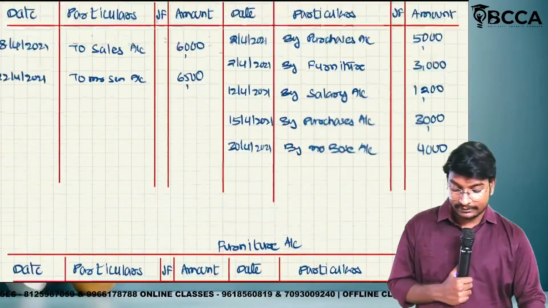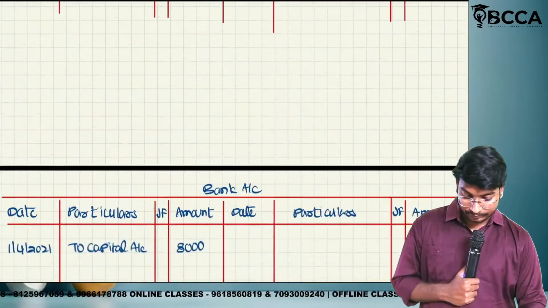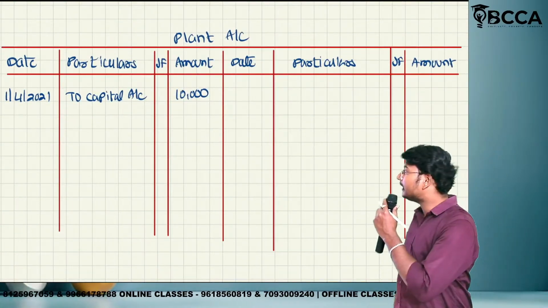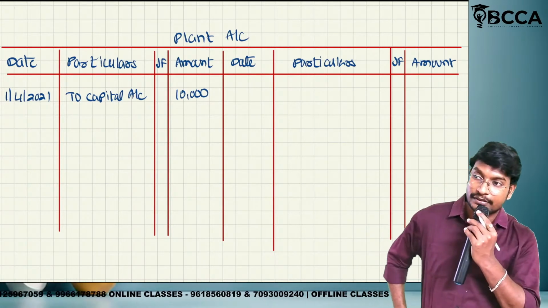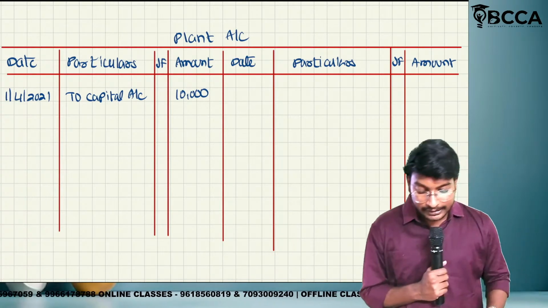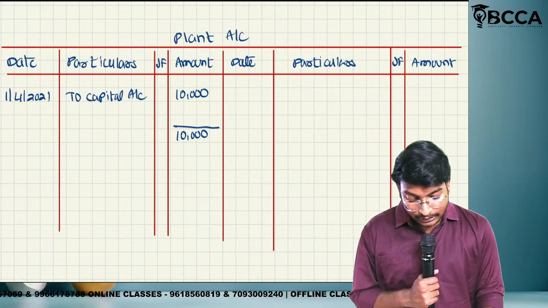What is the first ledger we have opened? Plant account. So we are having a debit balance, we are having the credit balance. We are having a debit balance because the debit side is more than the credit side. What is the first step in the balancing? We have to write the totals. In the total column, we need to record the highest amount or lowest amount? We need to record the highest amount.